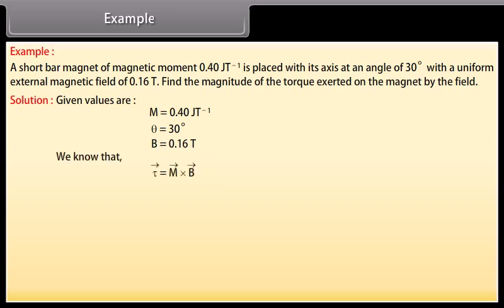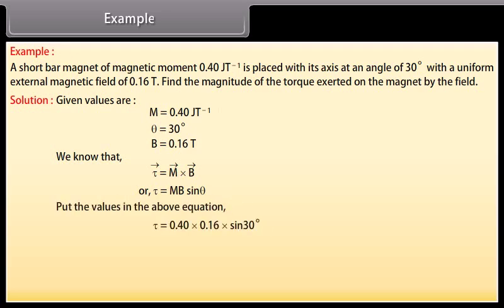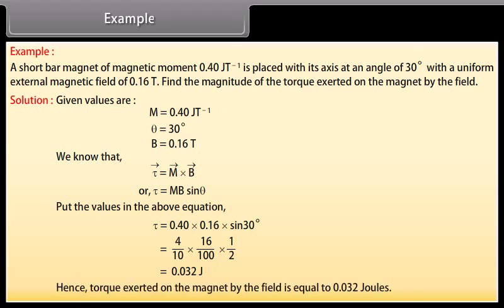We know that τ = m × B, or in terms of magnitude, τ = mB sin θ. Put the values in the above equation. τ = 0.40 × 0.16 × sin 30 degree. On calculating the equation, we get the value of τ equal to 0.032 joules. Hence, torque exerted on the magnet by the field is equal to 0.032 joules.